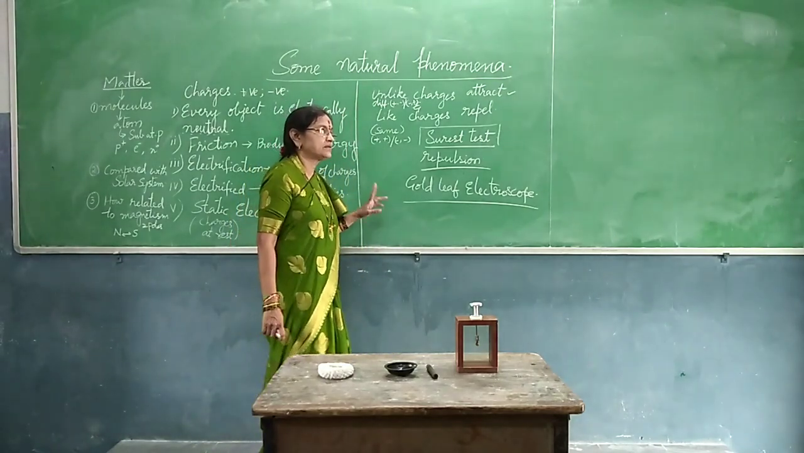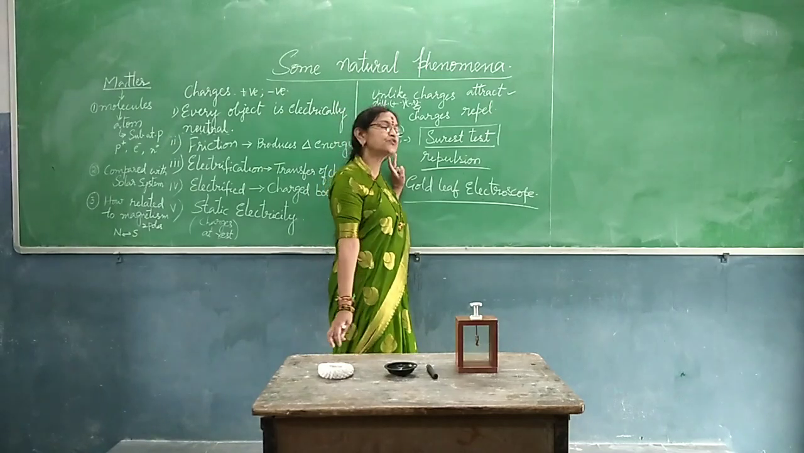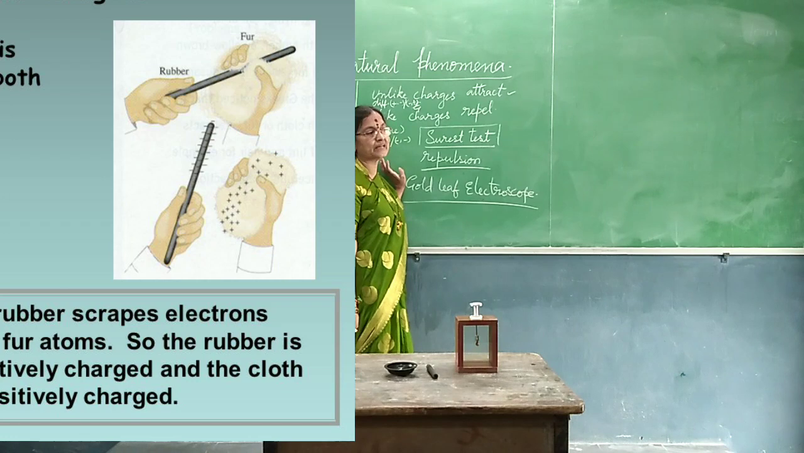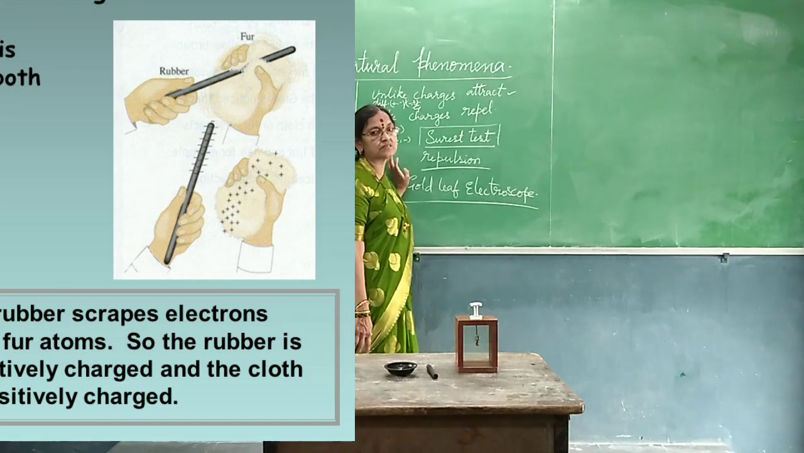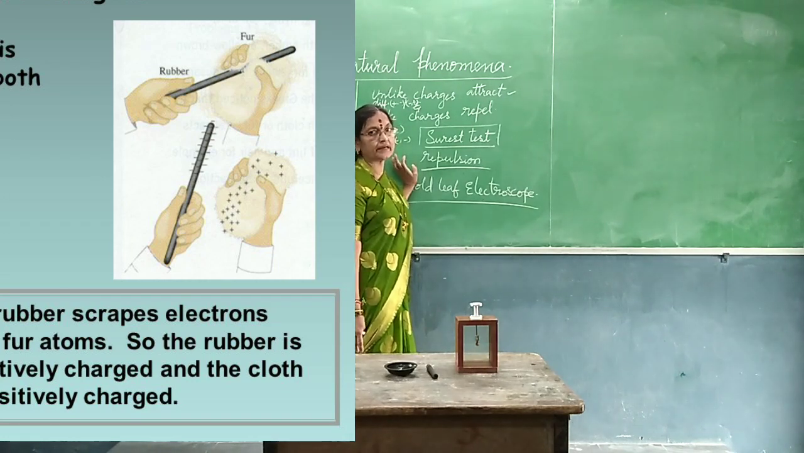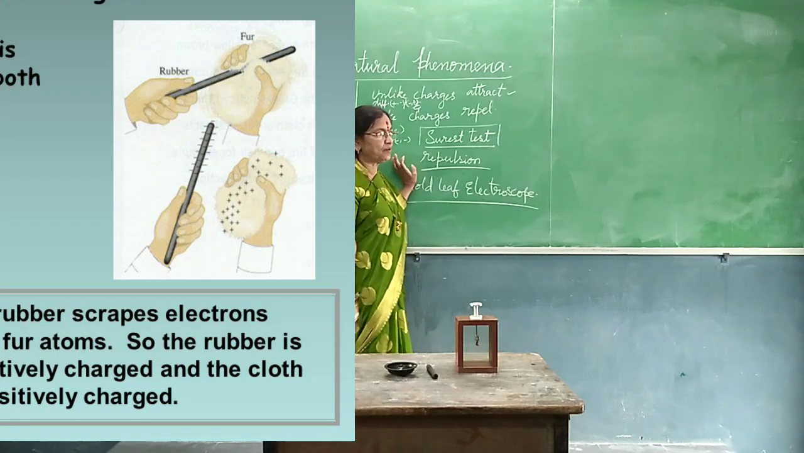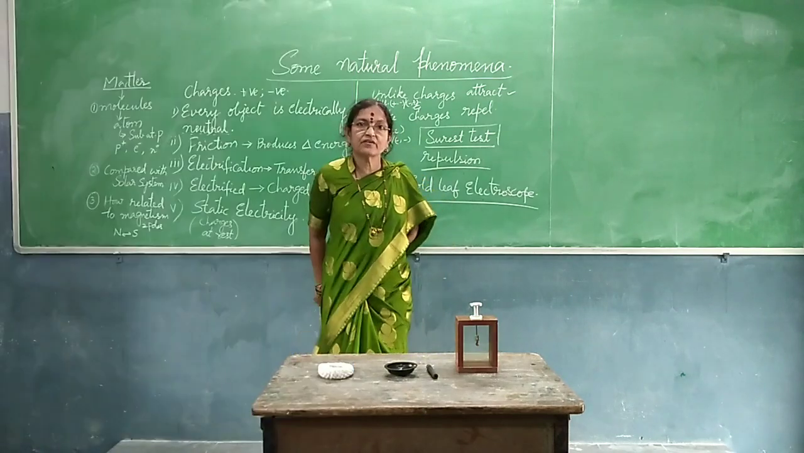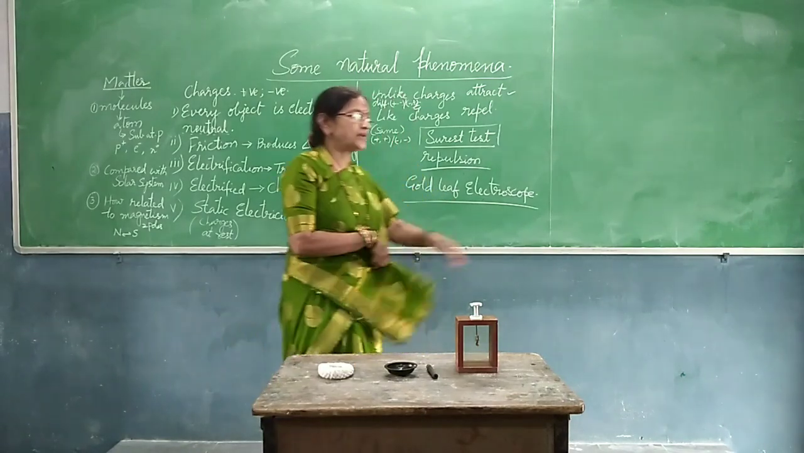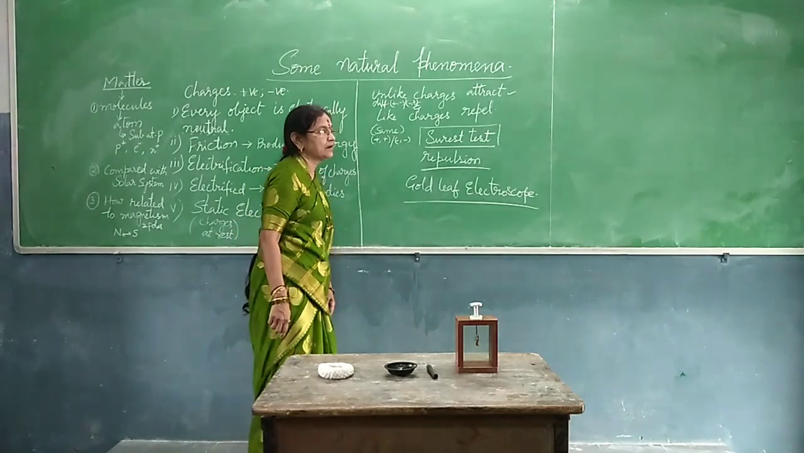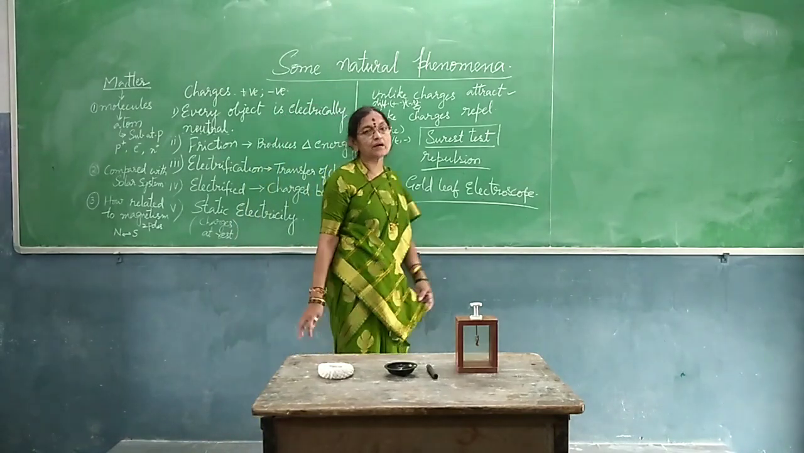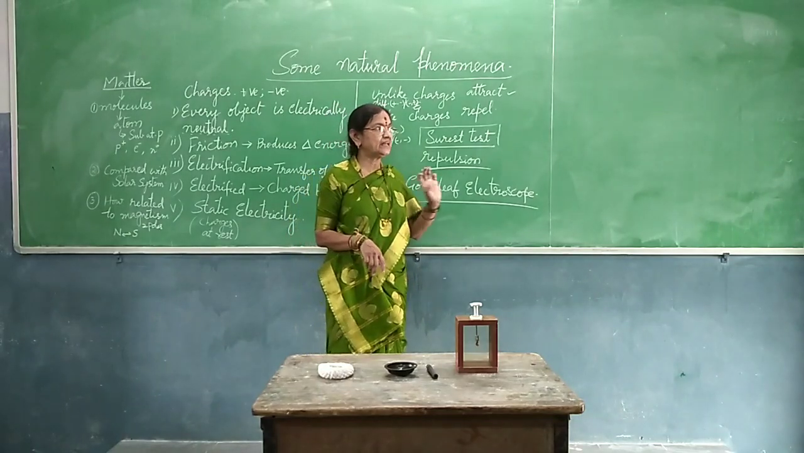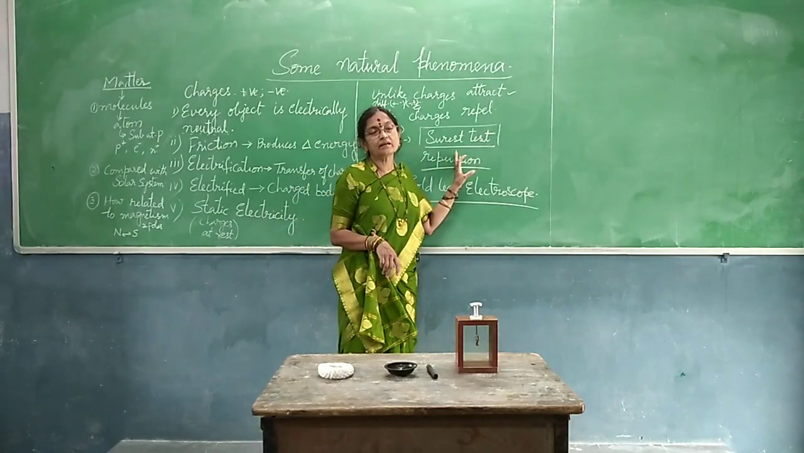Some activities like take 2 glass rods or 2 balloons or 2 ebonite rods. Ebonite is a material, resin is a material which is a plant exudate. That is, it is produced from plants. Amber and these are all plant products. Whenever you take 2 glass rods or 2 balloons or 2 ebonite rods and rub them with silk cloth and bring them near, what will happen?